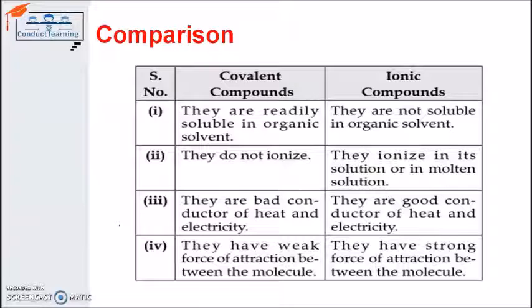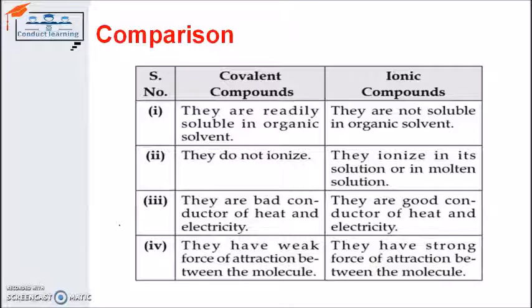Comparison between the covalent and ionic bond. Carbon forms the covalent bond. Non-metals, or metals and non-metals in combination, form the ionic bond. Covalent compounds are soluble in organic solvents, but ionic compounds are not. Solvent is the material present in large amount, in which we dissolve a solute. Solute has the lesser amount, solvent has the larger amount. So an organic solvent can dissolve the covalent compound, but it can't dissolve the ionic compound.